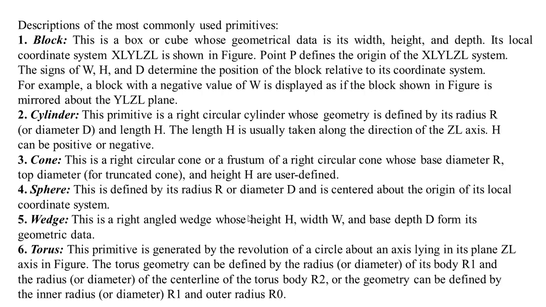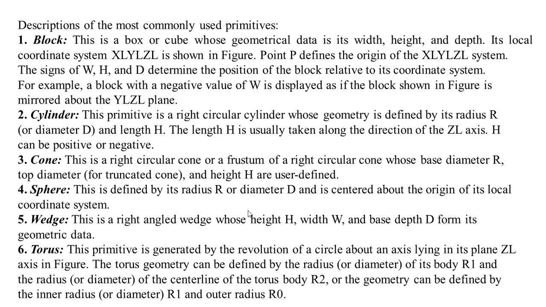So here is the description of the most commonly used primitives. First is the block. This is a box or cube whose geometrical data is its width, height, and depth. Its local coordinate system XL, YL, ZL is shown in the figure. Point P defines the origin of the XL, YL, ZL system, and the signs of W, H, and D determine the position of the block relative to its coordinate system.